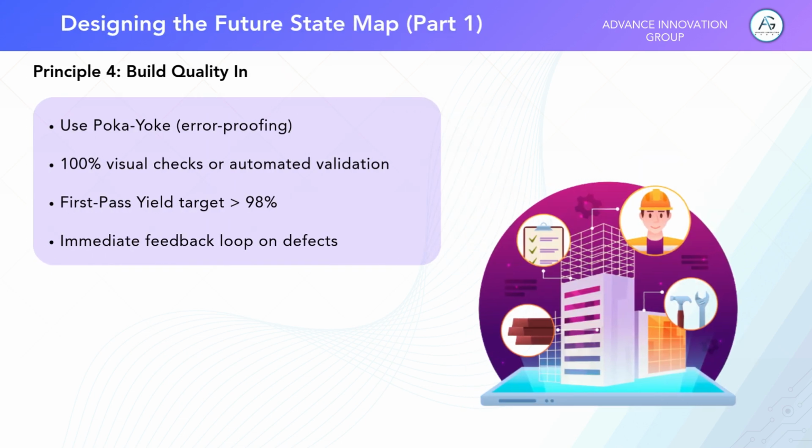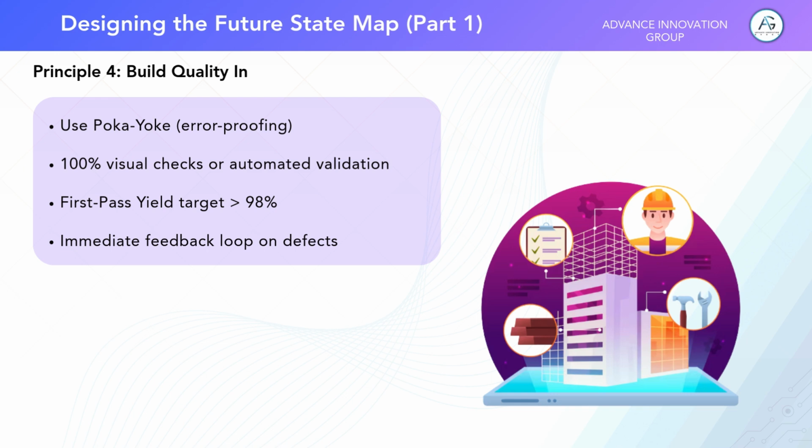The fourth principle is build quality in, ensuring that quality is created at the source, not inspected at the end. We use Poka-yoke techniques to prevent errors and rely on 100% visual checks or automated validation. Our goal is a first-pass yield above 98%, meaning work is done right the first time. Finally, we establish an immediate feedback loop so defects are detected and corrected instantly, ensuring continuous improvement.